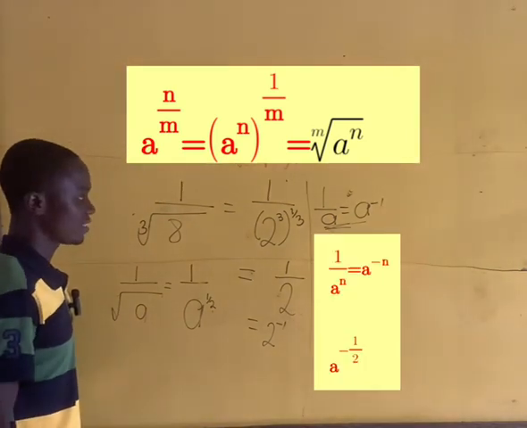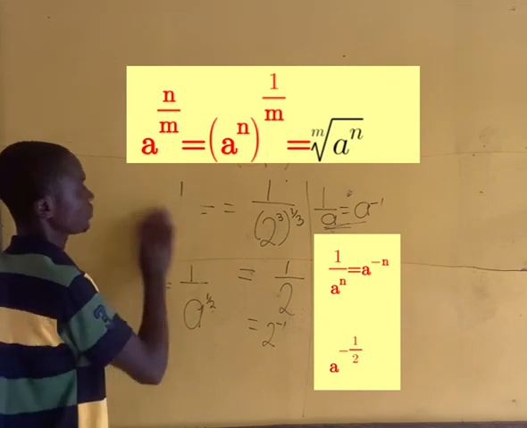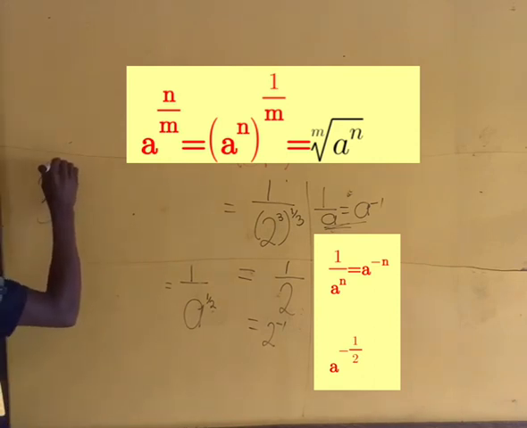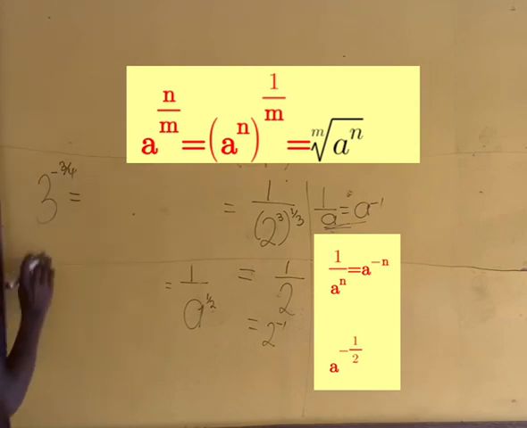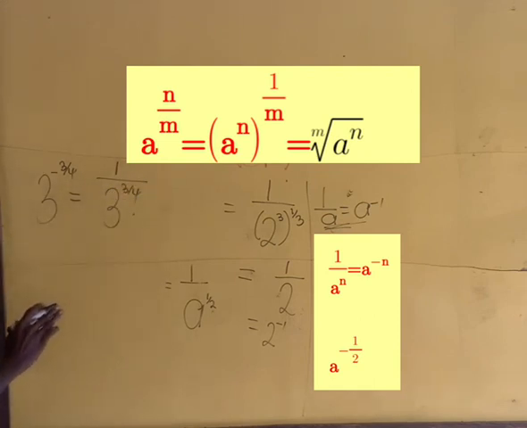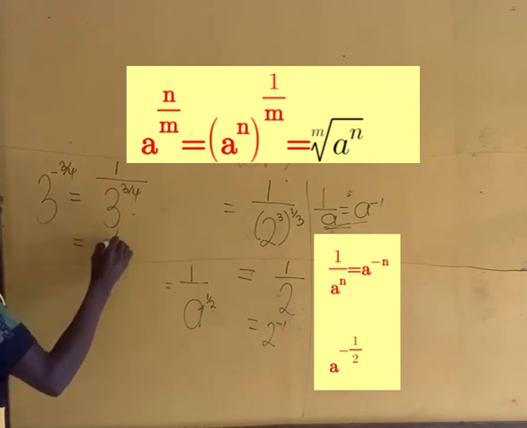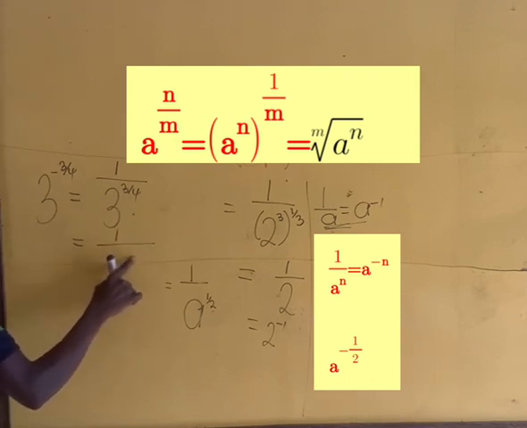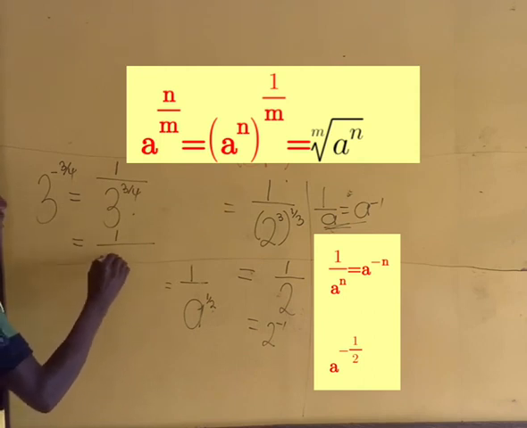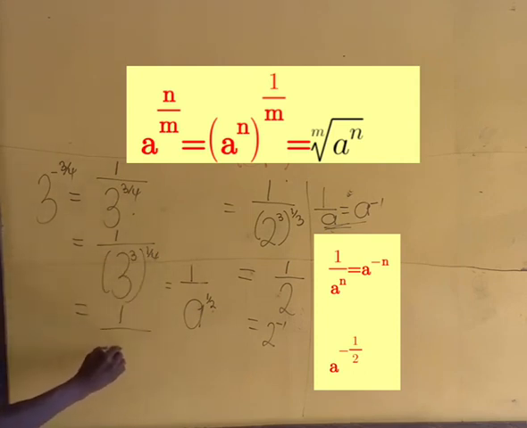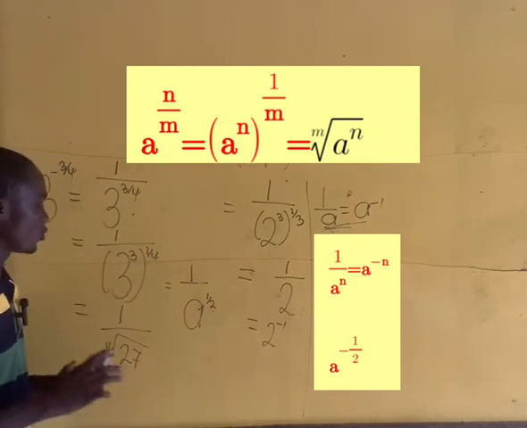Wow. Let's check some tricky ones here and see. So, how do I write this? If I have 3 exponent negative 3 out of 4, this will be the same as 1 divided by 3 exponent 3 out of 4, in a very simple way. So here I have 1 divided by, this is 3 out of 4, so this will be the 4th root of 3 power 3. But if we want to go step by step, we can write this one as 3 power 3 power 1 out of 4, which will give us 1 divided by the 4th root of 27, in a very simple way.